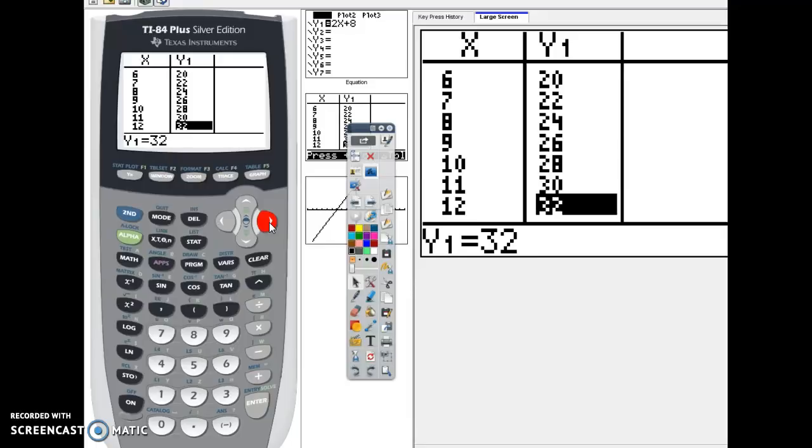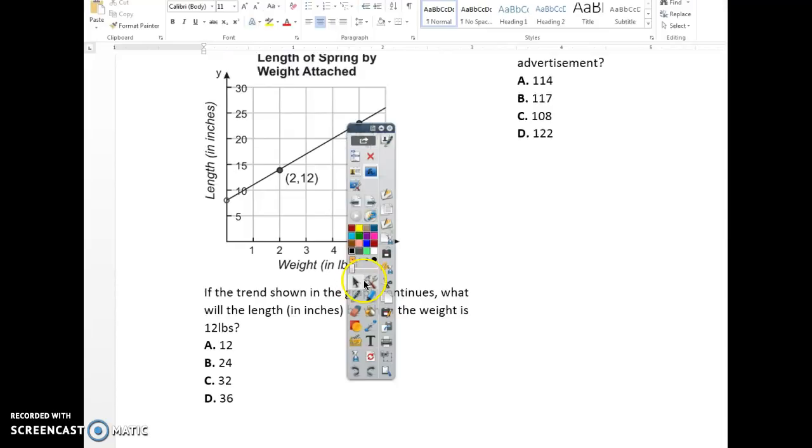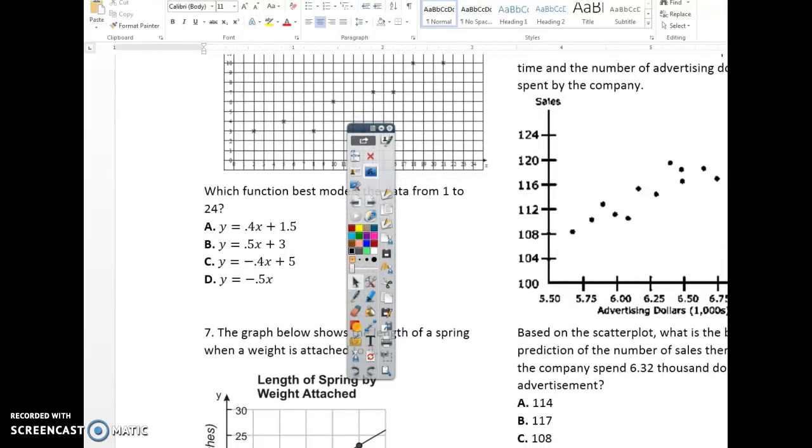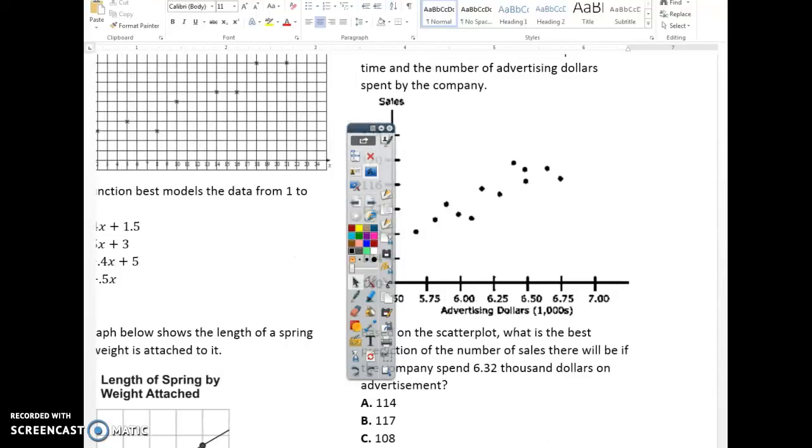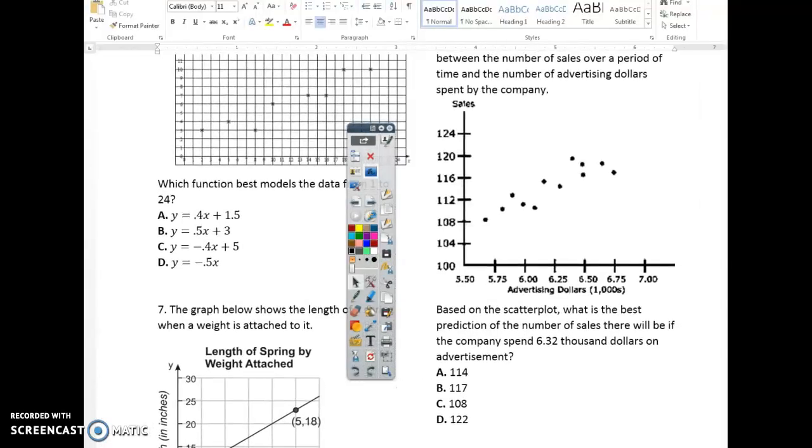Number 8. It's asking to make a prediction. So this is what I need you to do. I need you to draw the line of best fit that goes through this correlation. Everybody draw it. Okay? And then go look for the number that they're asking for, which is 6.32. So 6.32 is around right here. Plot the point on your line. That's where the best predictions are made, on the line of best fit. So what number is that? 116, which is closest to 117.